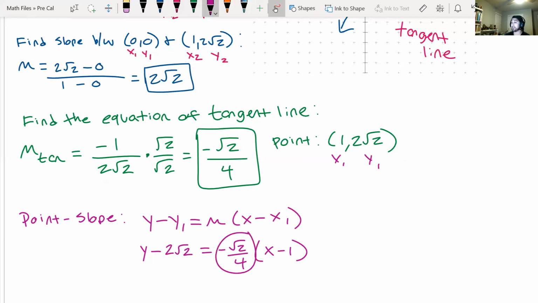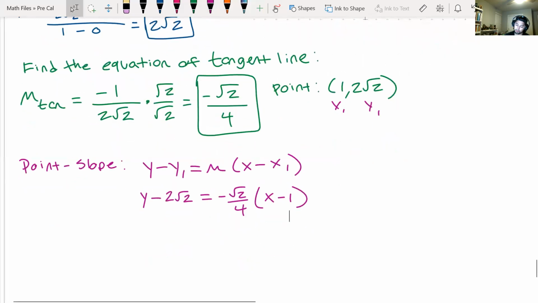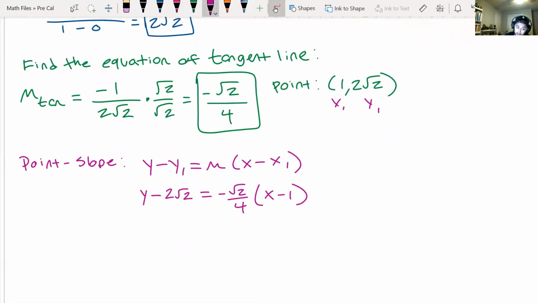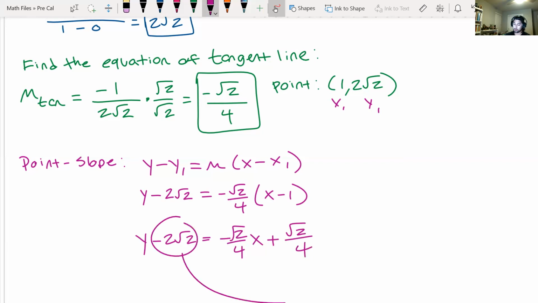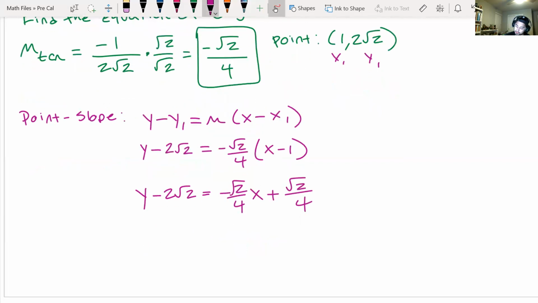So we're going to distribute this nasty thing. And we're going to get y minus 2 square root of 2 equal to negative square root of 2 over 4x plus square root of 2 over 4. And then you're going to add this 2 square root of 2 over to the right side. And that should finish it.